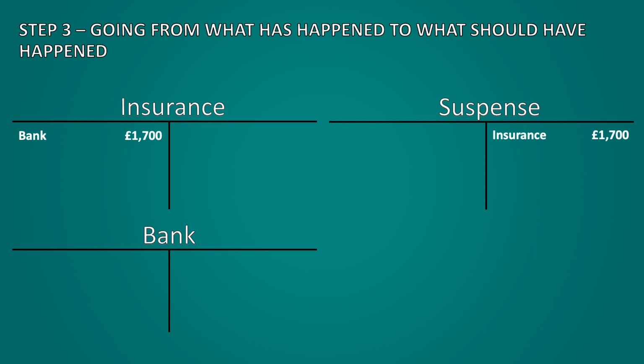Step 3 then, going from what has happened to what should have happened. We can see on screen how the accounts look at present. To correct the error, we would debit the suspense account, reducing the balance to 0, and credit the bank account as it should have been in the first place. By doing this, you've successfully cleared the suspense account and entered the transaction into the bank account to record the insurance expense.